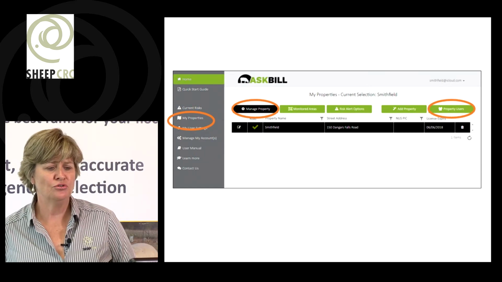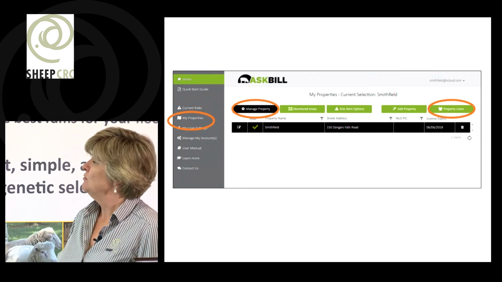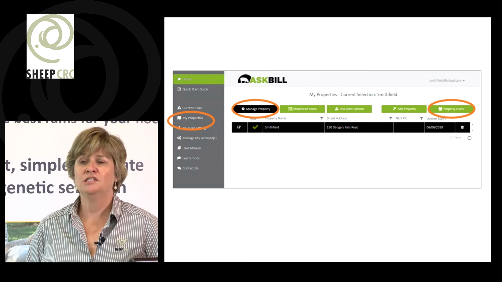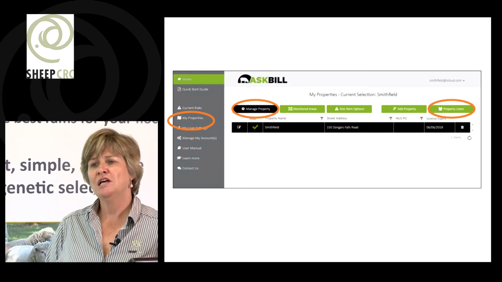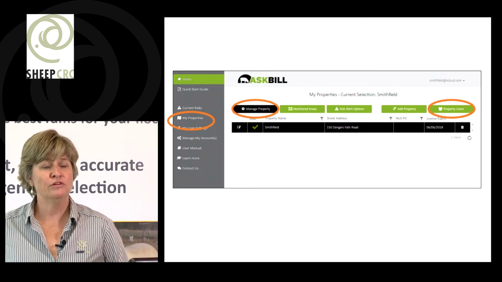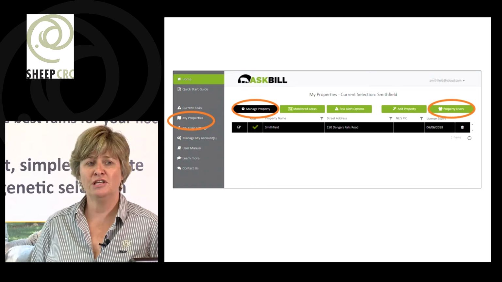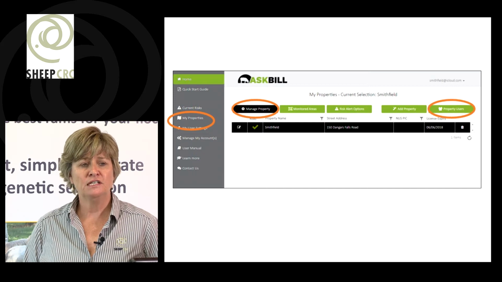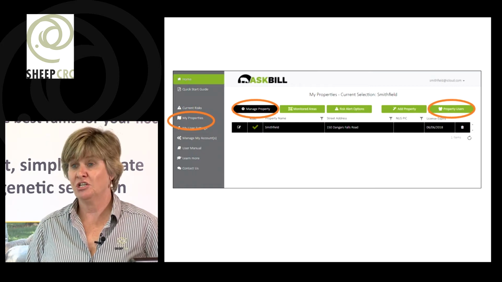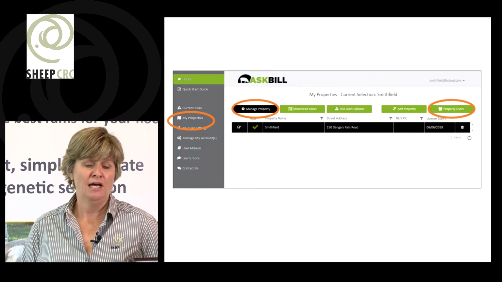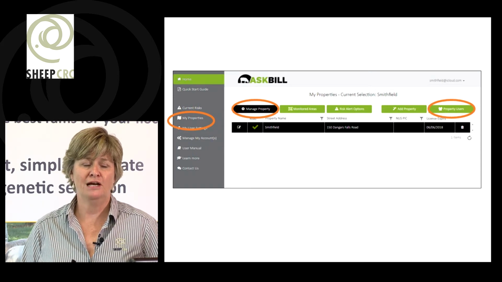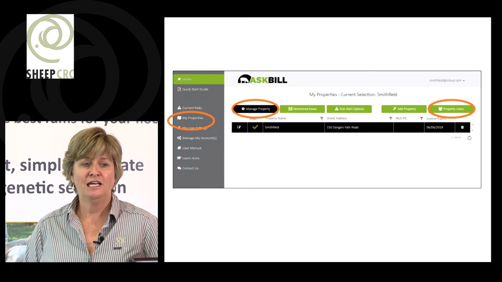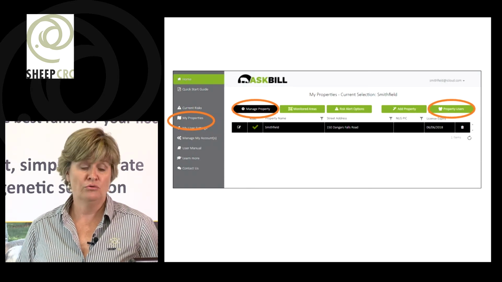The other thing that you can do on this part of the website is manage the people who can see your information. So if you go to the Property Users tab there, you can invite other people to view your information by just entering their email address, and then they'll receive an email invitation to come into ASKBILL and have a look. And they will have to create an account in order to do that, but they won't be charged again for using or viewing your information.